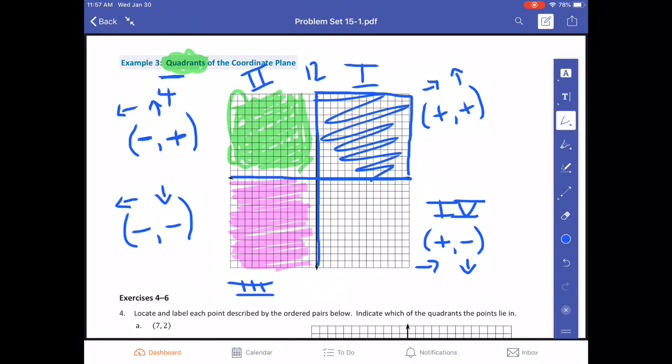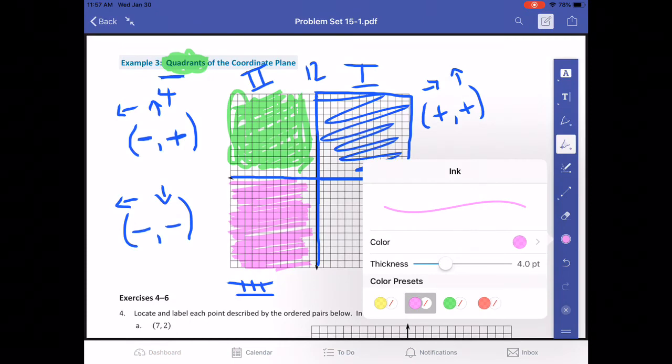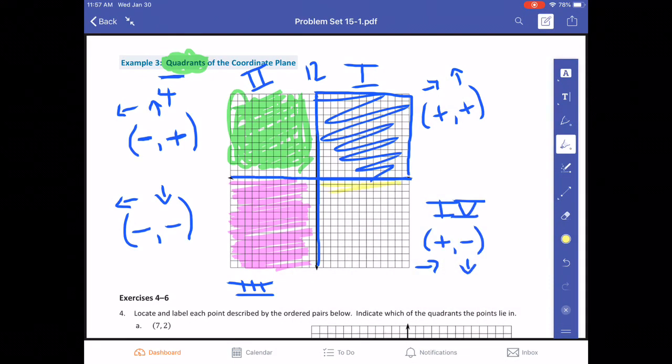So moving right along the x-axis and then moving down on the y. And I will color this in a yellow. And that means that any point that lies here in the yellow colored space would be in quadrant number 4.